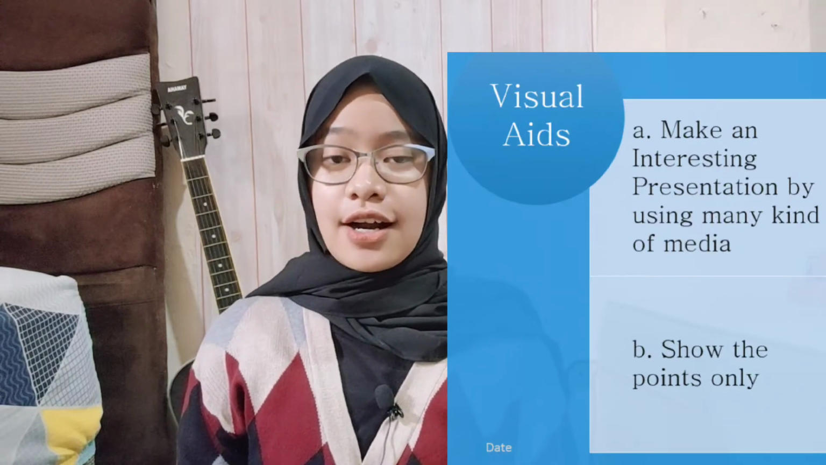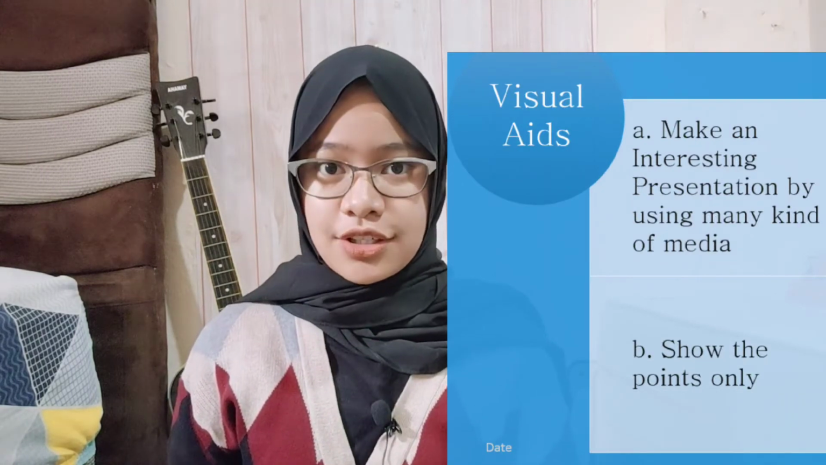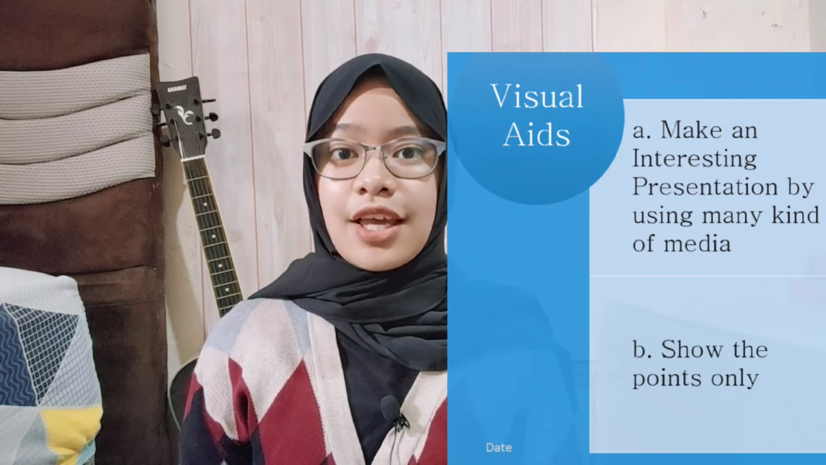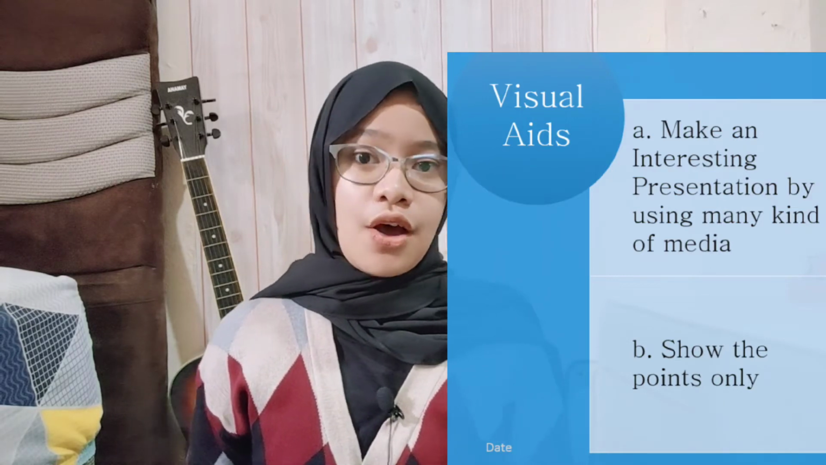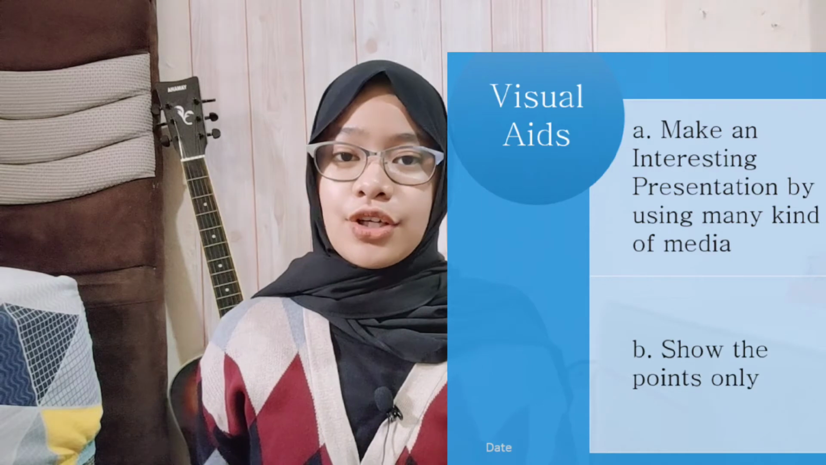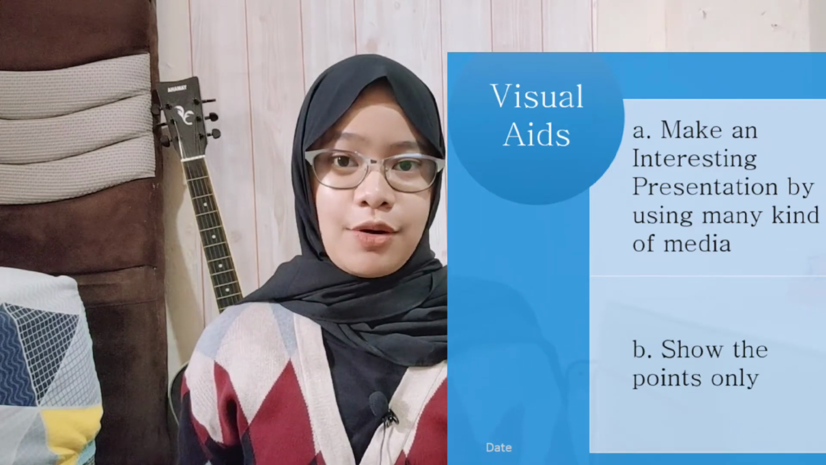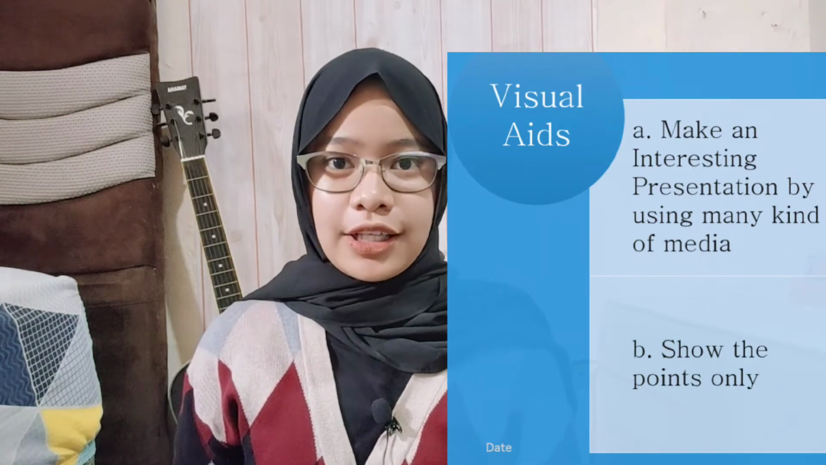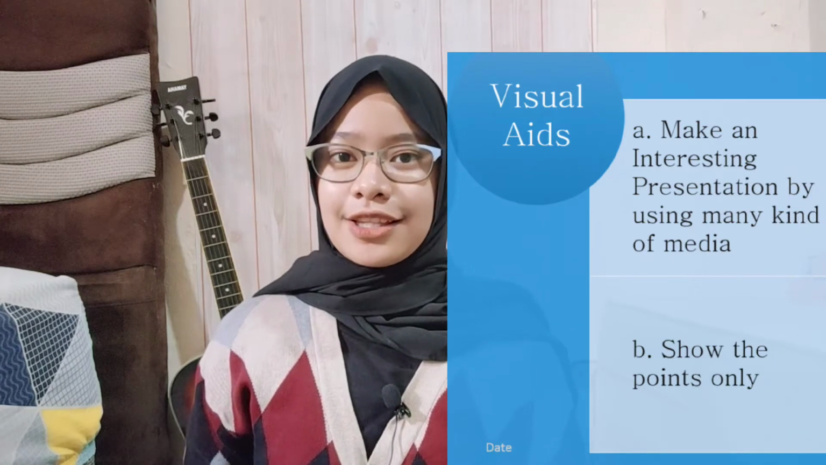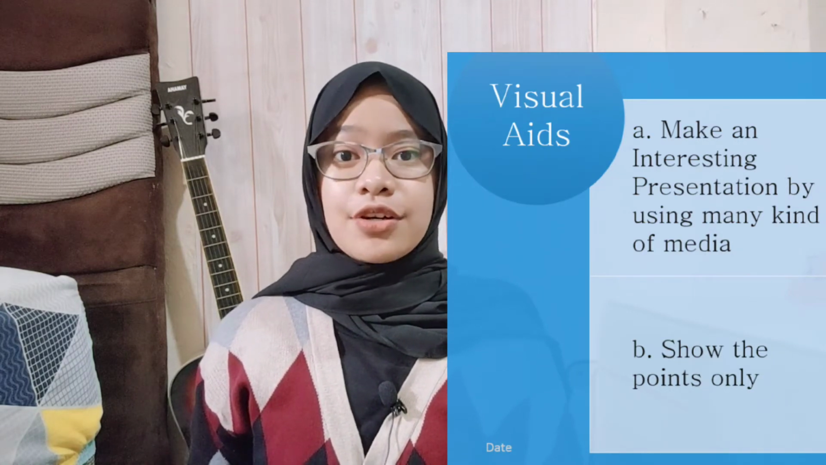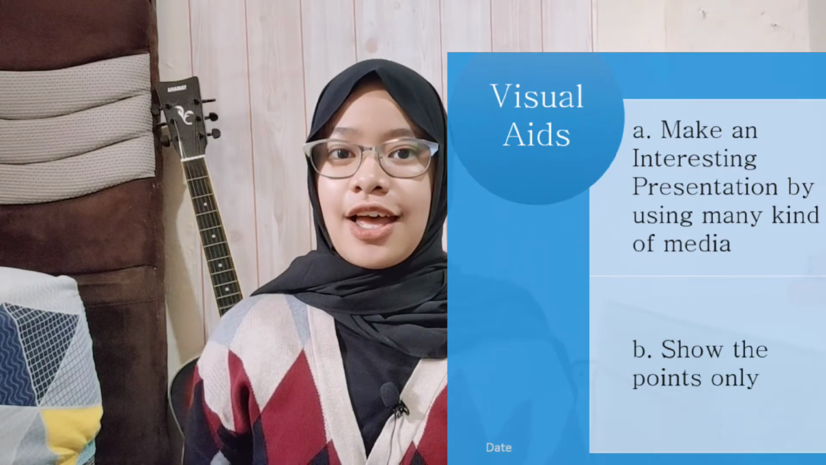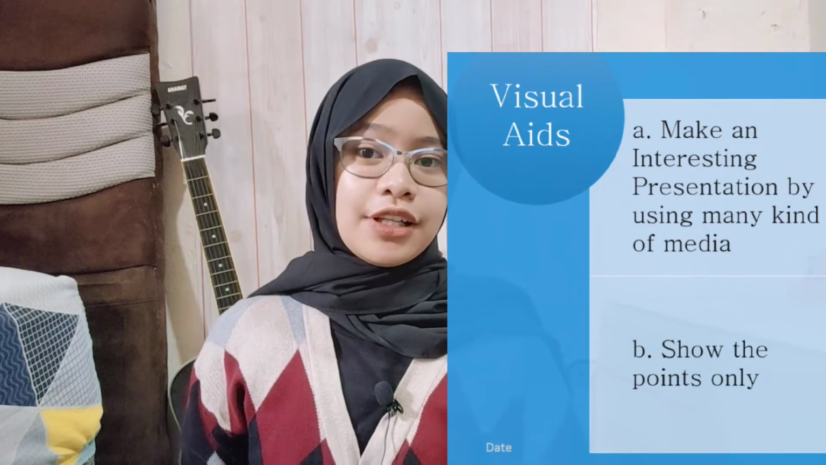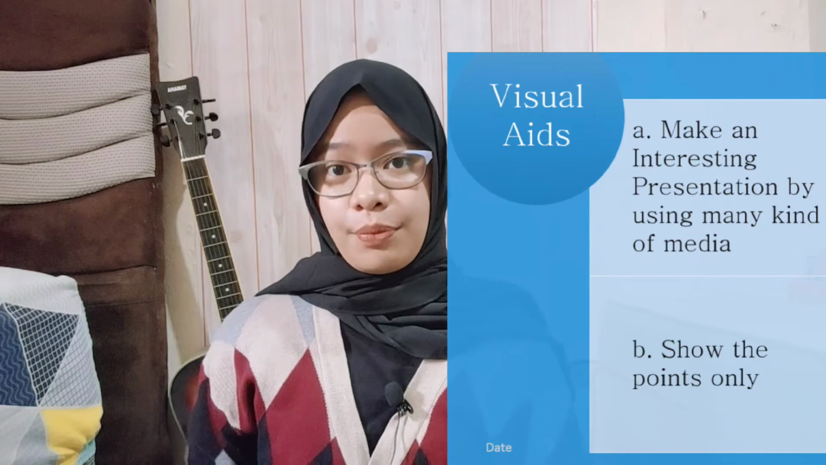For the visual aids, there are two things that you have to pay attention to. The first one is make sure you have an interesting presentation by using any kind of media, such as videos, images, pictures, and also you can use PowerPoint templates to make your presentation good looking. And the second point is show points only, not long text, and explain the rest of the explanations by yourself. It will make your presentation natural. If you make a long text, you will make the audiences bored and they will not catch your points.